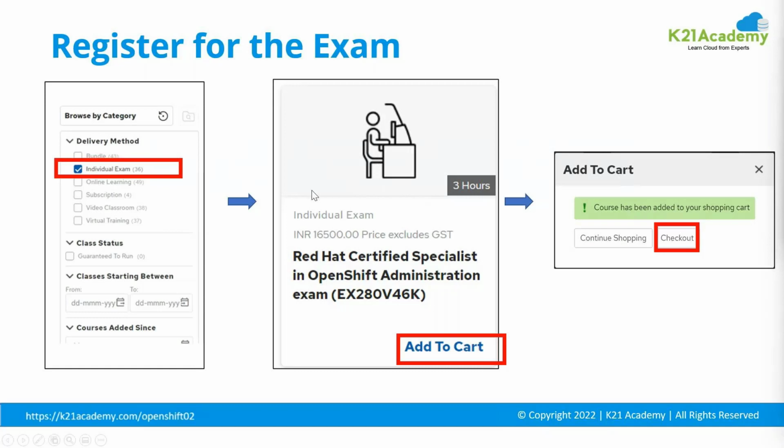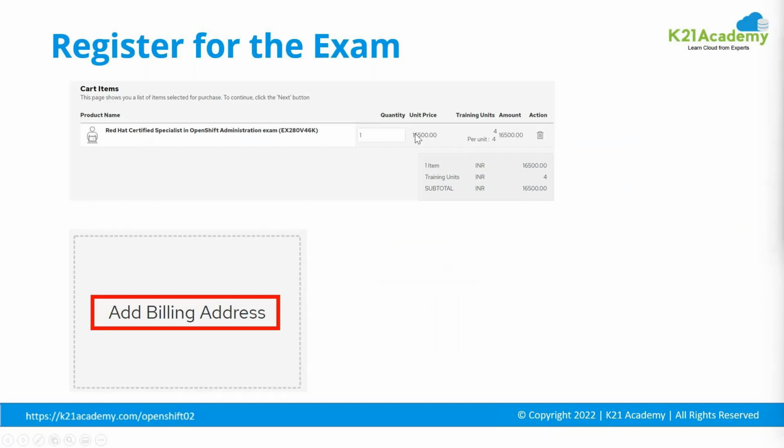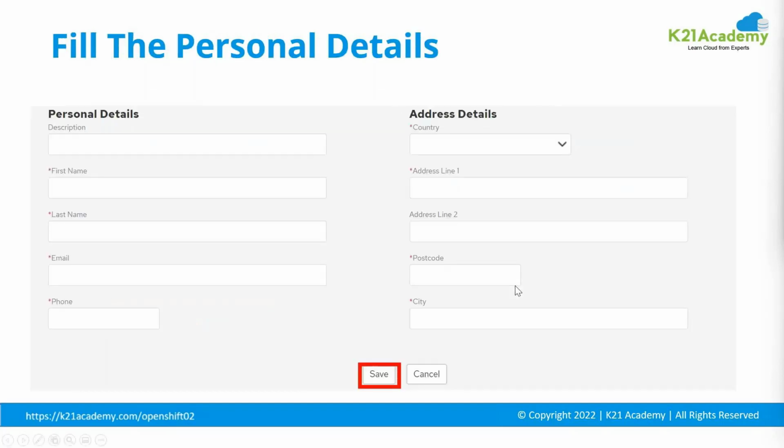Again, the price is almost 16,500 plus GST, which is the IST pricing. Then you can add to the cart, and once the course is added to the cart, you can click on checkout. Then you will see the item in your cart. After that, at the bottom you can click add billing. You have to give the billing address, whether you are requesting from India or outside India. Then give the personal details and address details, and click on save.